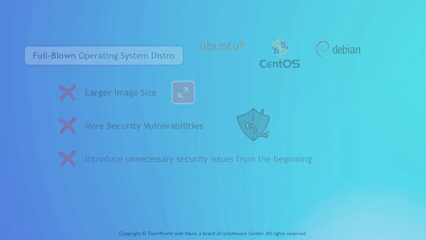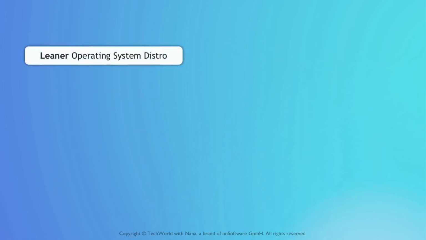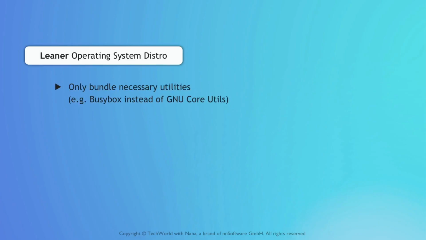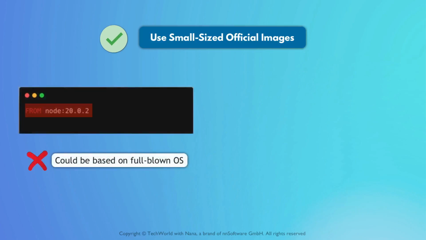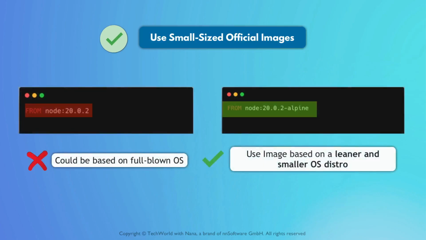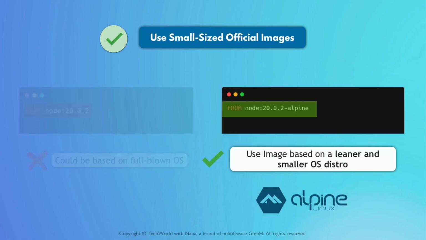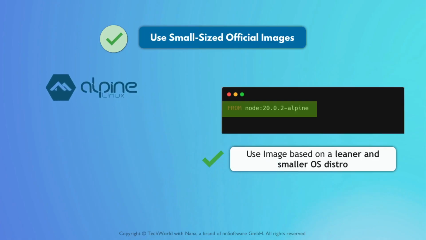In comparison, by using smaller images with leaner operating system distributions, which only bundle the necessary system tools and libraries, you're also minimizing the attack surface and making sure that you build more secure images. So the best practice here would be to select an image with a specific version based on a leaner operating system distribution, like Alpine, for example. Alpine has everything you need to start your application in a container, but is much more lightweight.